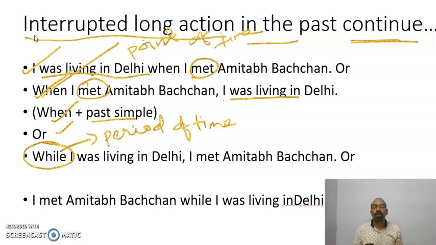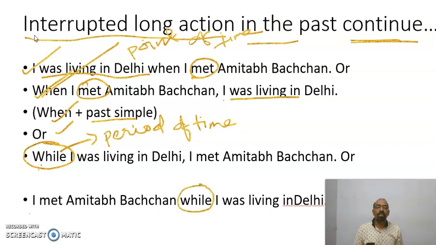Here, a point of time. When I met Amitabh Bachchan, I was living in Delhi. But here, while means a duration of period. While I was living in Delhi, I met Amitabh Bachchan. Or we can write the same sentence without any change of meaning: I met Amitabh Bachchan while I was living in Delhi.